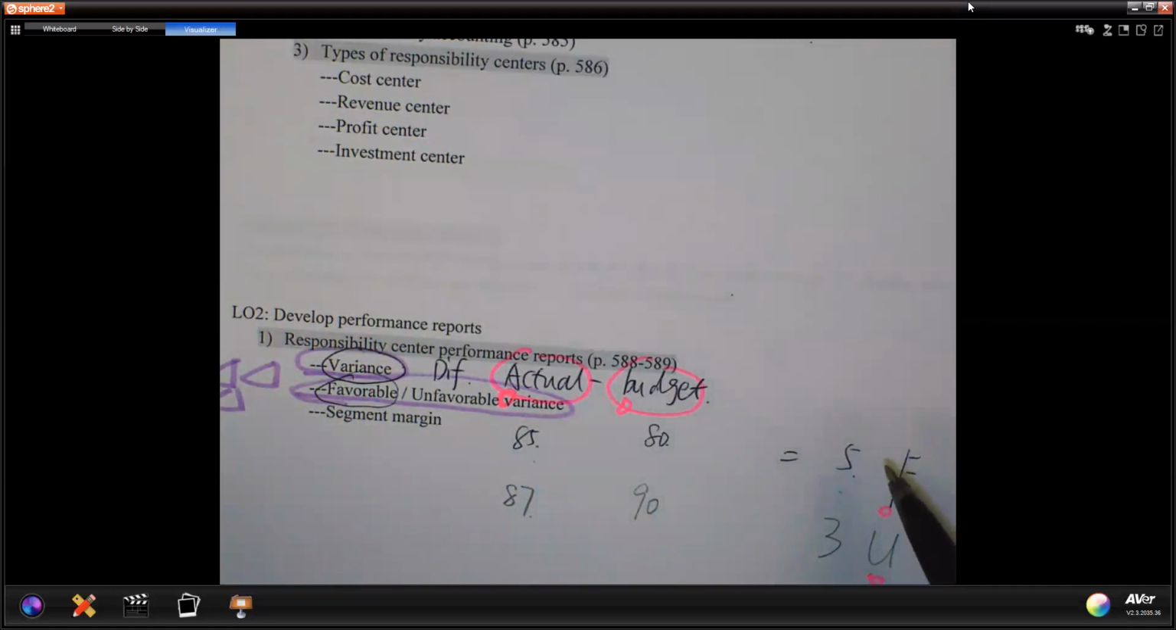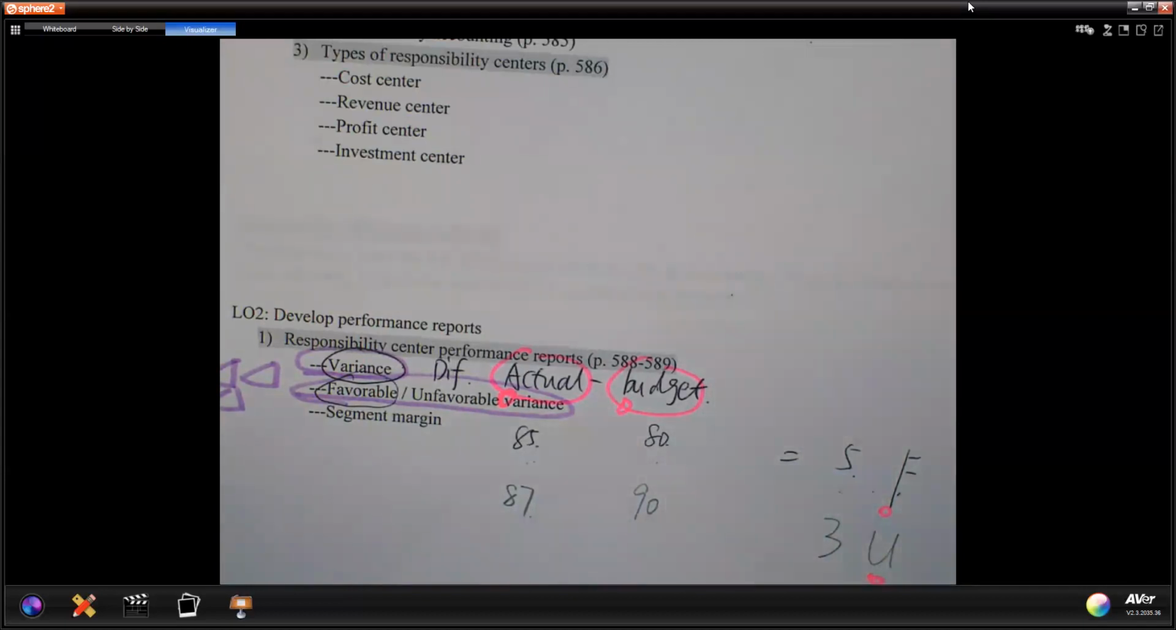But if we look at the cost, okay? You thought you will only cost $80, but you cost $85. 85 is larger than 80, right? Are you better off? No, because it's the cost. In that situation, you will have a $5 unfavorable.